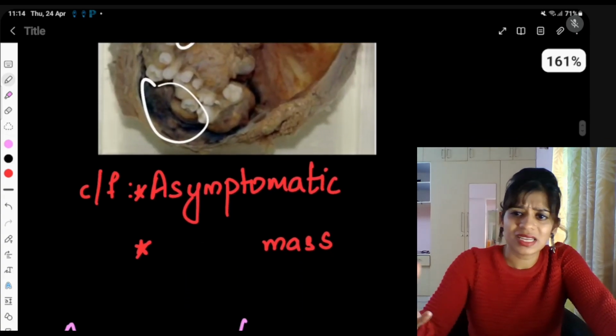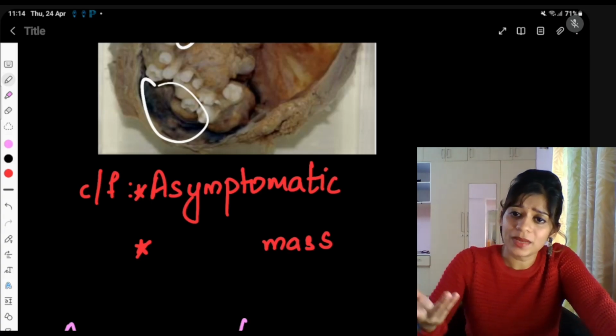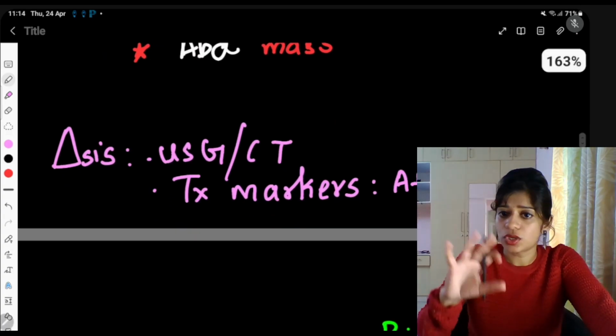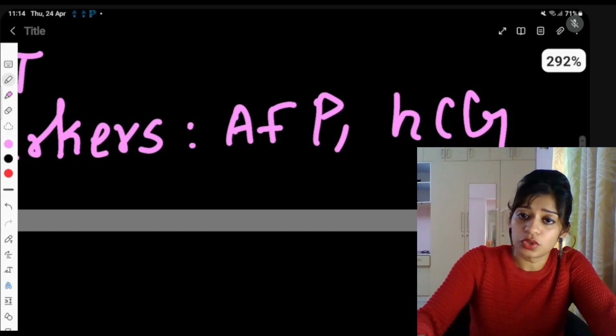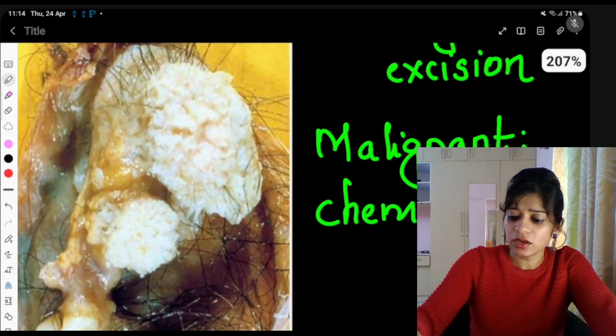Alright, clinical features, very simple. Sometimes it is an incidental finding and it could be asymptomatic. It can present as an abdominal mass. Diagnosis, you can do USG, CT, and you can perform tumor markers like alpha-fetoprotein and HCG. Alright, and the treatment is surgical excision. If it is malignant, go for chemo.